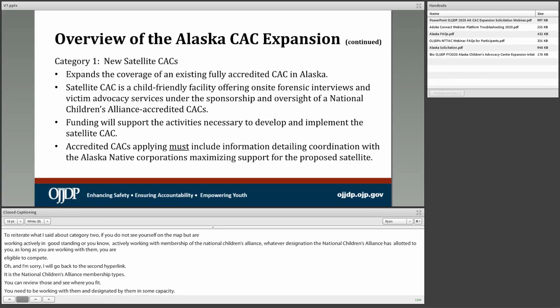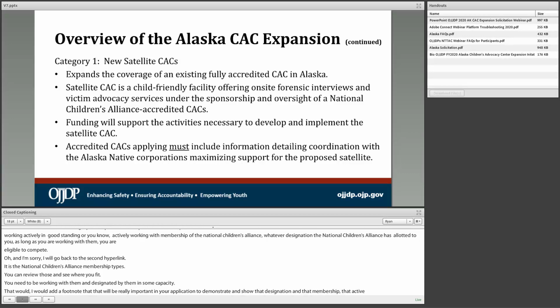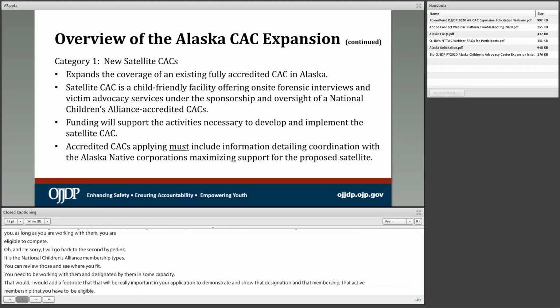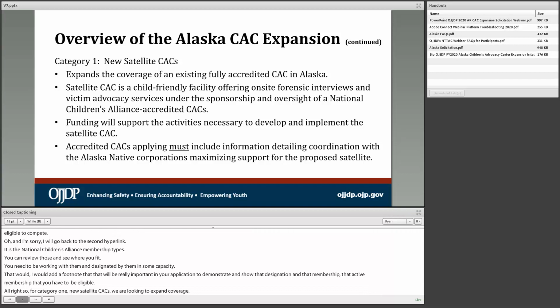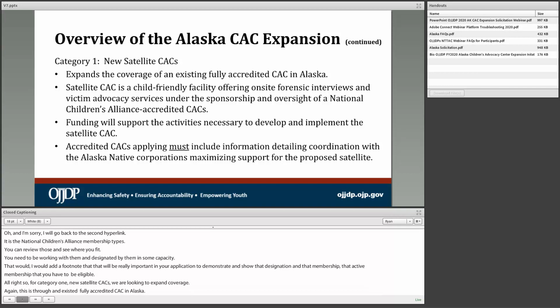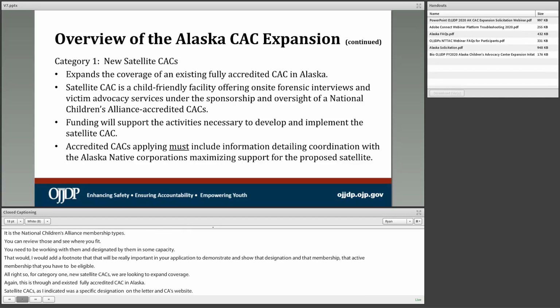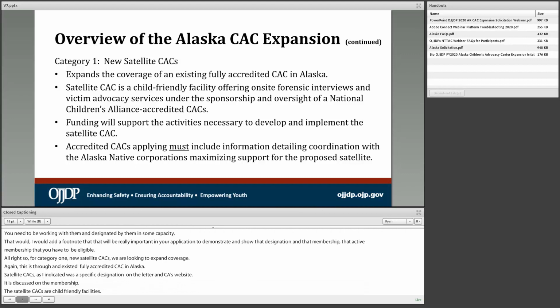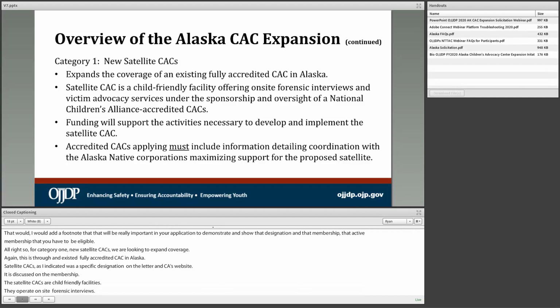All right, so for Category 1, new satellite CACs, we are looking to expand coverage, and again, through an existing fully accredited CAC in Alaska. Satellite CACs, as I indicated, is a specific designation on the NCA's website, and it's discussed on that membership link on the slide before. But satellite CACs are child-friendly facilities offering on-site forensic interviews and victim advocacy services under the sponsorship and oversight of a National Children's Alliance accredited CAC.